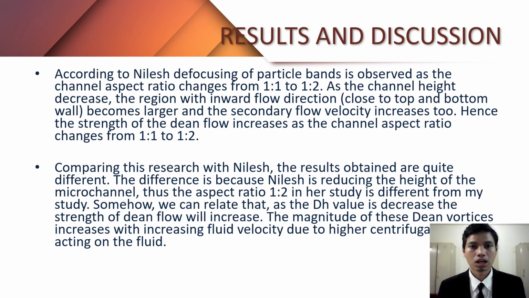Comparing the research with the reference, the results obtained are quite different. The difference is because the reference is reducing the height of the microchannel. Thus, the aspect ratio 1:2 in her study is different from my study. Somehow, we can relate that as the DH value decreases, the strength of the Dean flow will increase. The magnitude of Dean vortices increases with increased fluid velocity due to higher centrifugal force acting on the fluid.